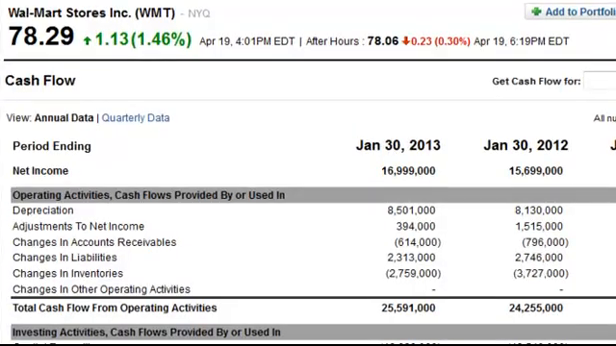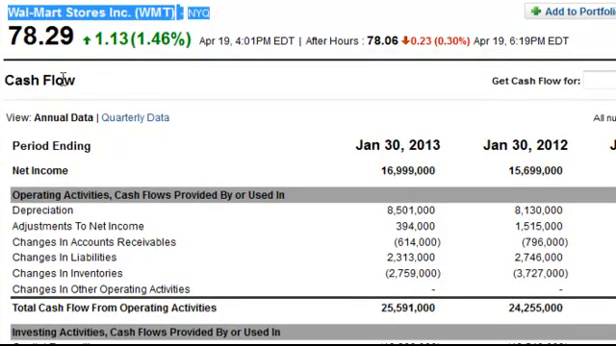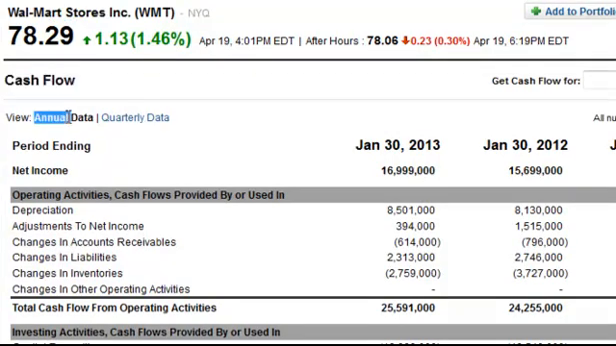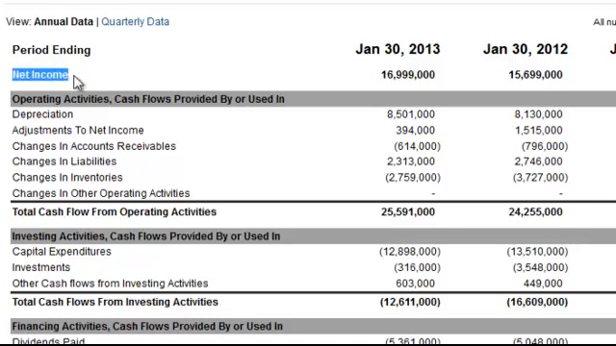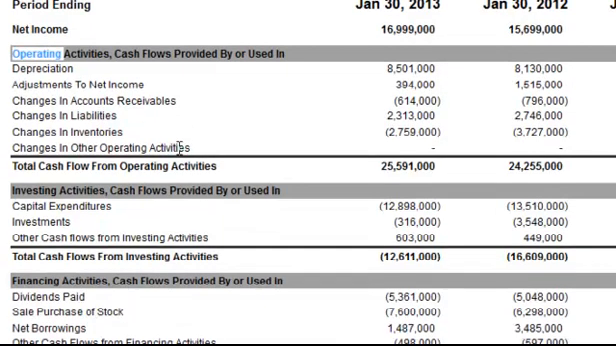For this example, we're looking at Walmart Stores Incorporated, looking at the cash flow statement, and of course we're looking at annual data here. On the actual cash flow statement, you are broken into three main categories. You start off with the net income, taken from the income statement, and then they show you where the cash flew in or out in these three different categories. First are the operating activities, which is the business selling its product or service. This is how it's generating the majority of its money.